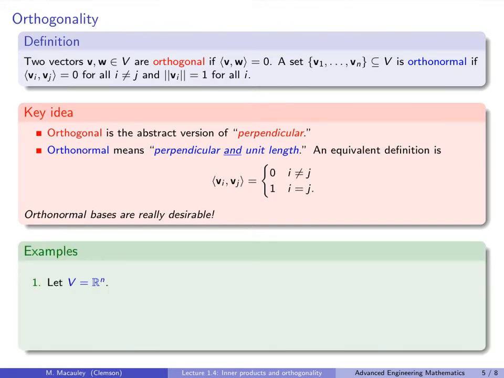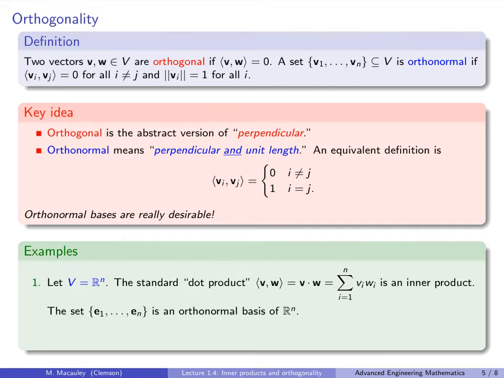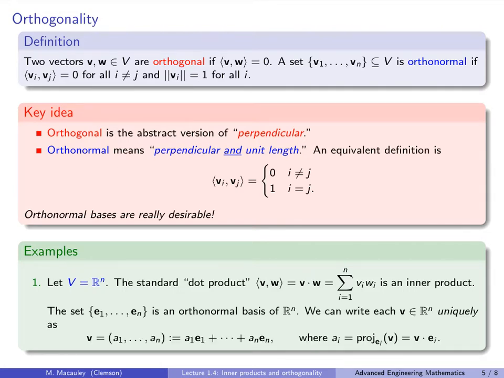Let's do some examples. Start with Rn. I've already said this before. The standard dot product, which is just v dot w, and this is how we define it, is an inner product. The set E1 up to En that you know and love is an orthonormal basis of Rn. These are mutually perpendicular, and they all have unit length.